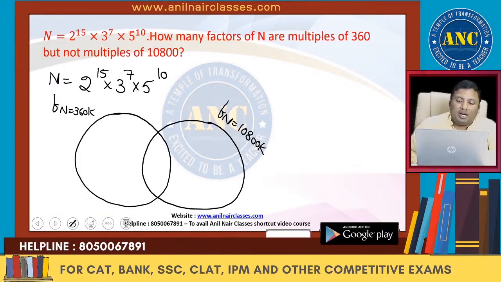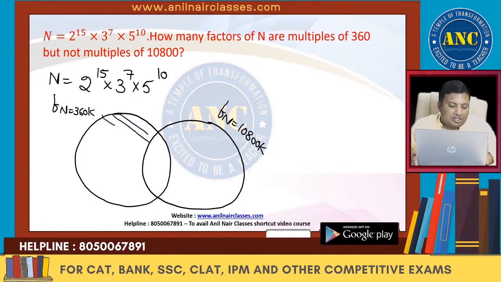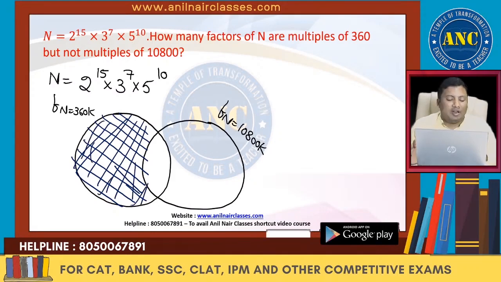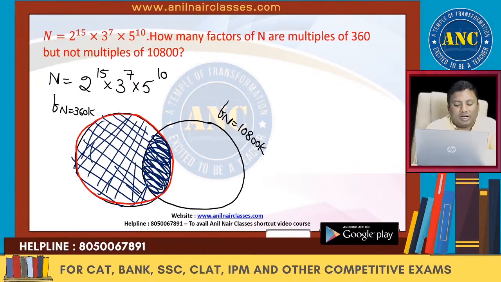What is it that we require? How many factors of n in this circle are multiples of 360 but not multiples of 10,800? This shaded region we require. This shaded region is nothing but total factors which are multiples of 360 minus factors which are common to the multiples of 360 and 10,800. From this red circle, if I remove that blue shaded region, I will get the region which we require.